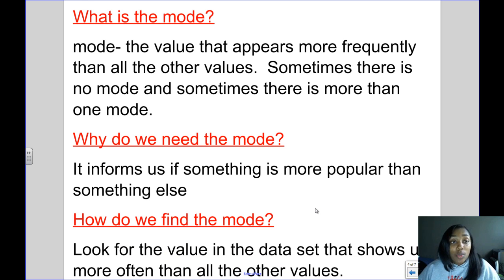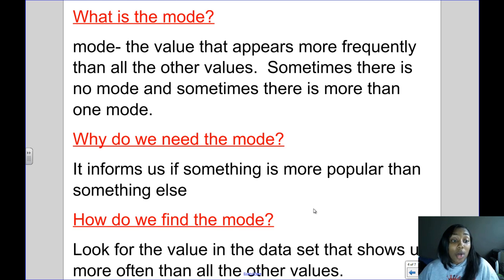Okay, the next way that we can display and analyze data is by finding what's called the mode. And the mode is the value that appears more frequently than all the other values. Sometimes there's no mode, and sometimes there's more than one mode. So sometimes you have a set of data where all of the values only appear one time, and that would be when there's no mode. And then sometimes there's more than one mode, meaning that there may be some values that appear the same number of times, and that means you would have more than one mode.